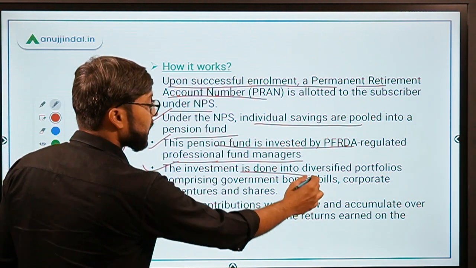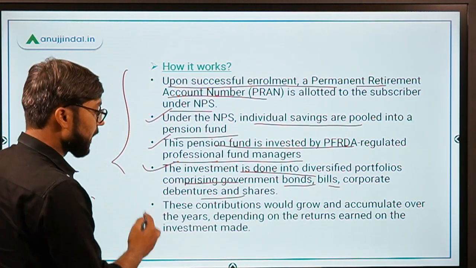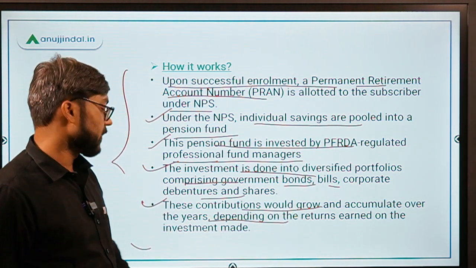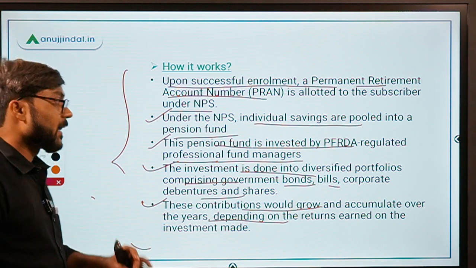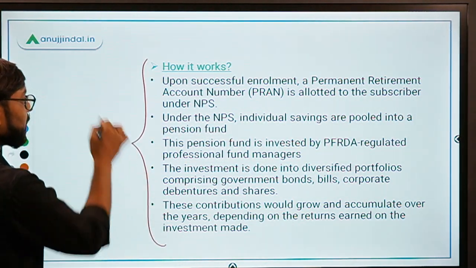Alright. And the investment is done into a diversified portfolio like government bonds, bills, corporate debentures and shares. And these contributions would grow and accumulate over the years depending on the returns earned on the investment made. And now here you all will remember that government employees had opposed this NPS quite a lot.